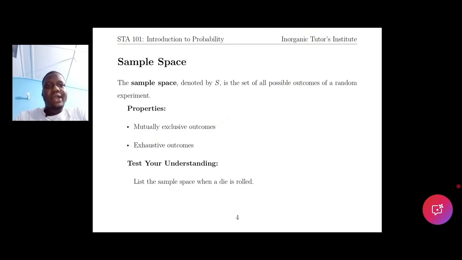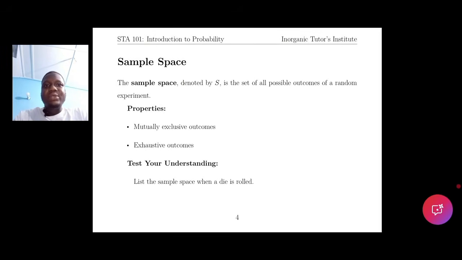The second property we have here is exhaustive outcomes. Exhaustive outcome is also a term that moves closely with mutually exclusive. Exhaustive means that in the outcomes you list, there shouldn't be a case where there is another outcome and you don't include it.